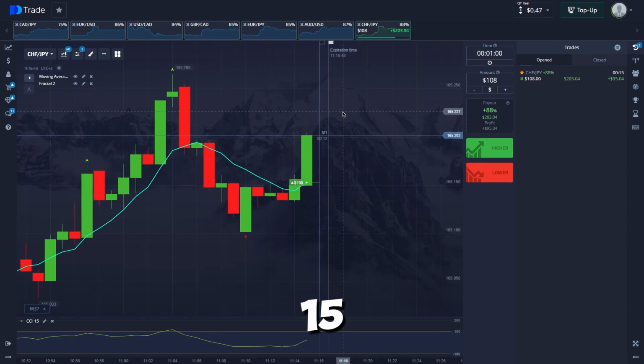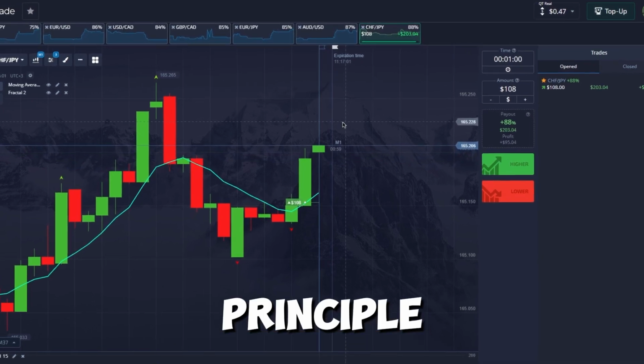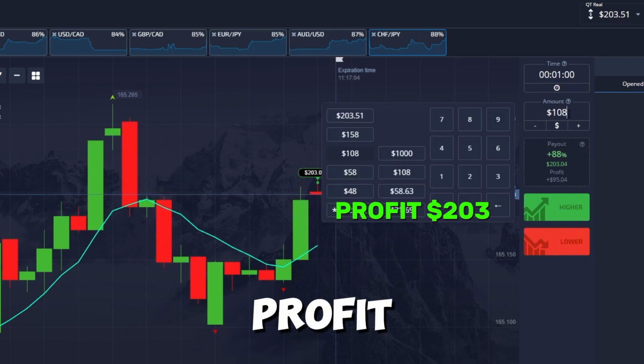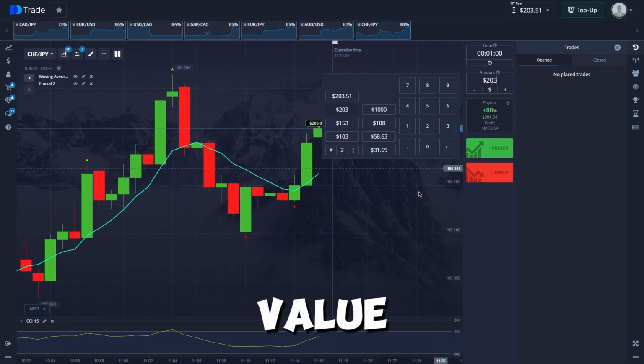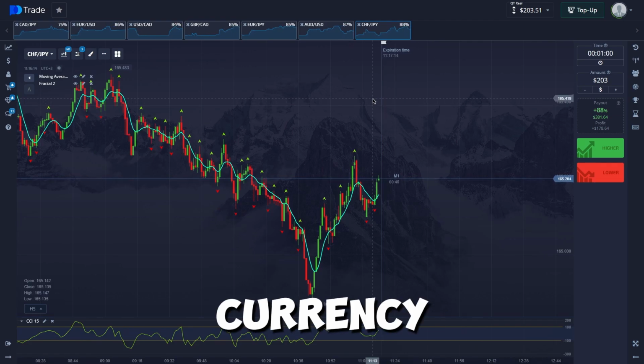A little more than 15 seconds left. And our second trade also closes in plus. We opened 2 trades on the same principle and fixed a good profit. Let's change the amount of value of the trade. Let's continue our trade and pick up the next currency.